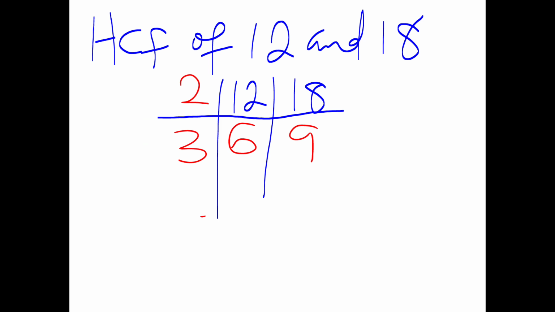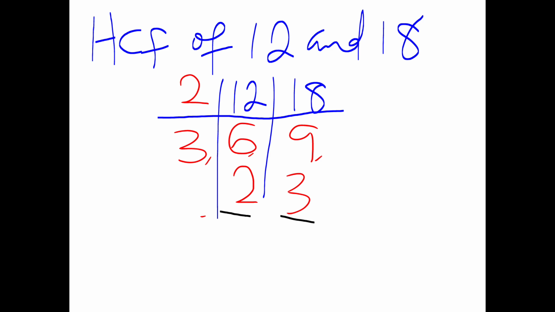So 6 divided by 3 gives us what? 2. You put your 2 beneath the number you are dividing, which is 6. 9 divided by 3 gives us what? 3. Very good. So now between 2 and 3, which number can we use to divide them that will not give us any remainder? None. So since we already got into the stage whereby we cannot divide the two last numbers with a common factor, we stop our division here.